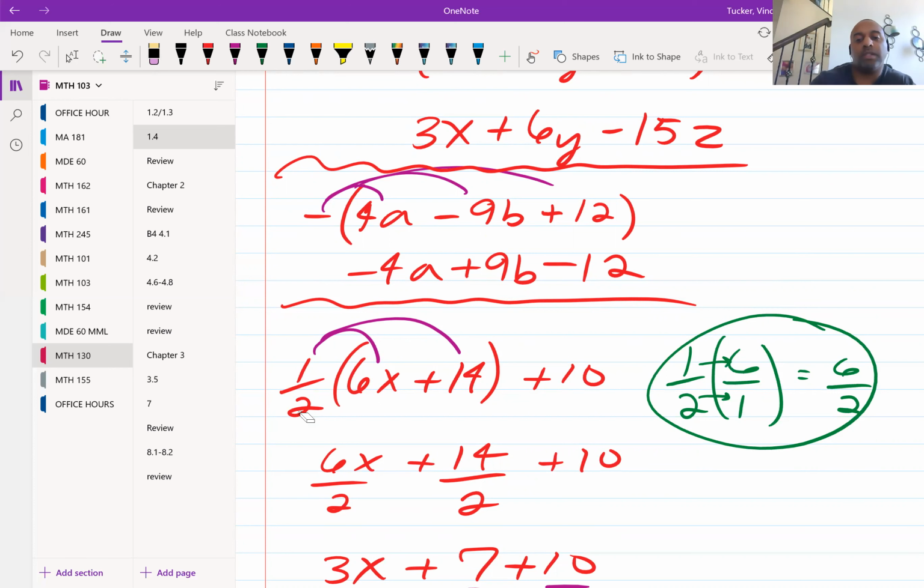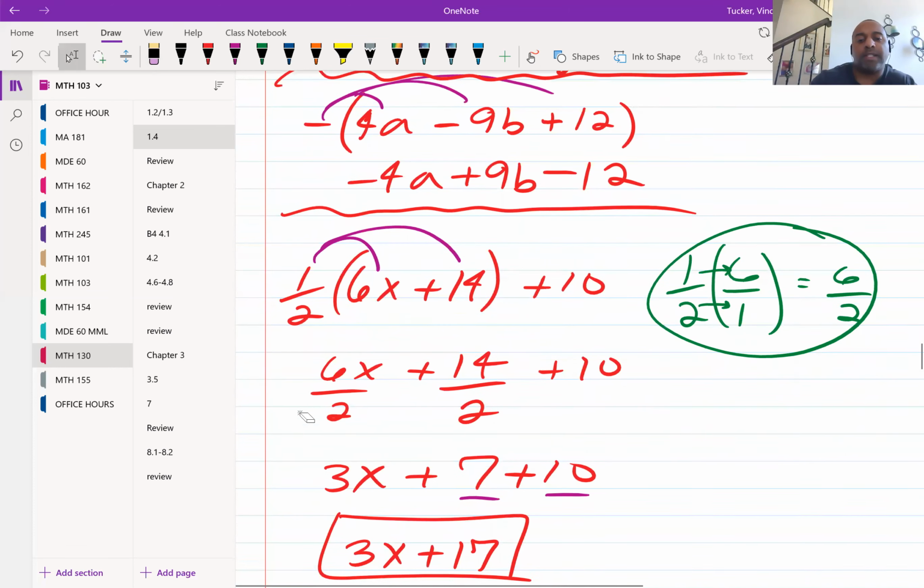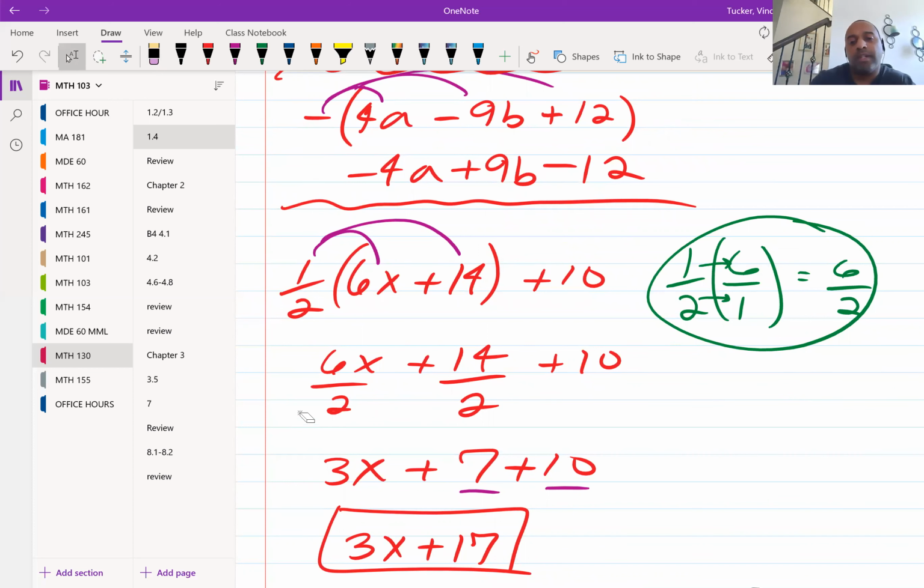Everybody good? We can simplify. 6 divided by 2 is 3. 14 divided by 2 is 7. And then we have like terms back here, 7 and 10, which is 17, which we'll talk more in detail about in the next section. They kind of touched on it before they even talked about it right here, but we'll get into like terms in a second.